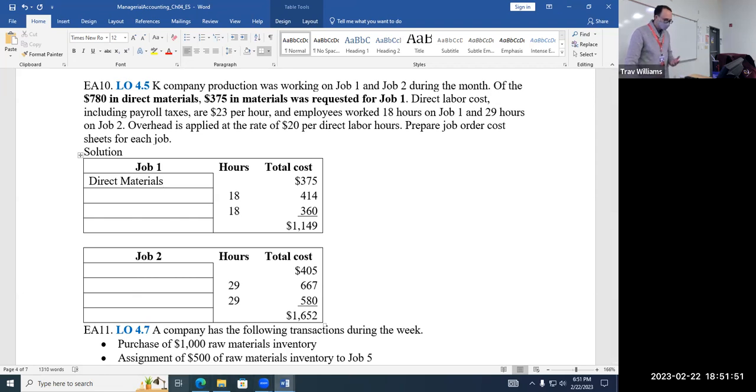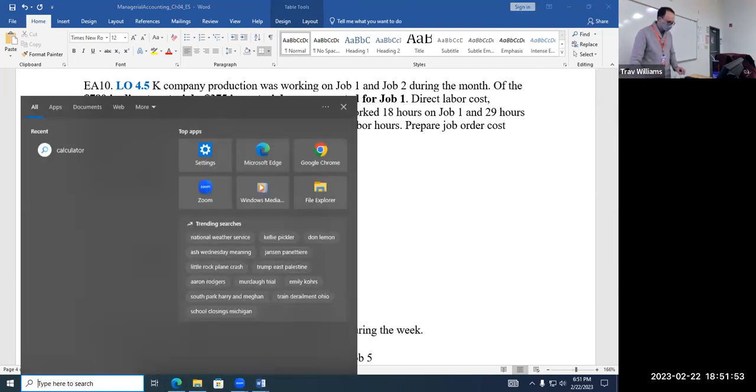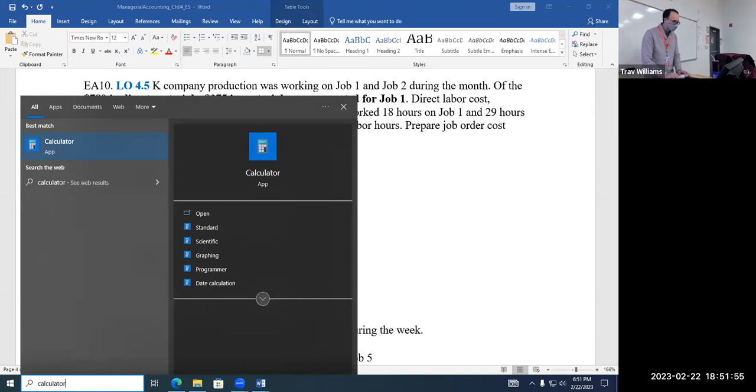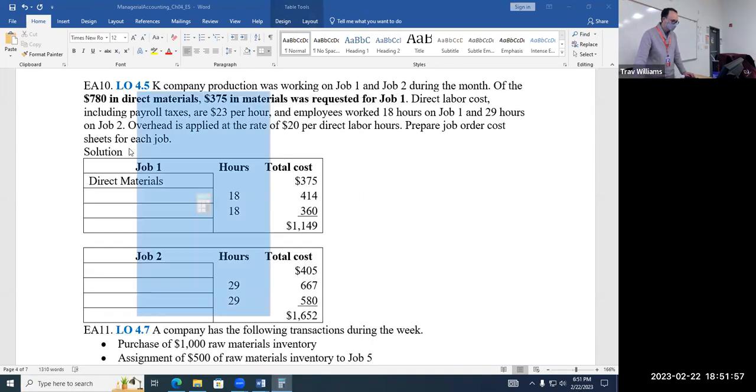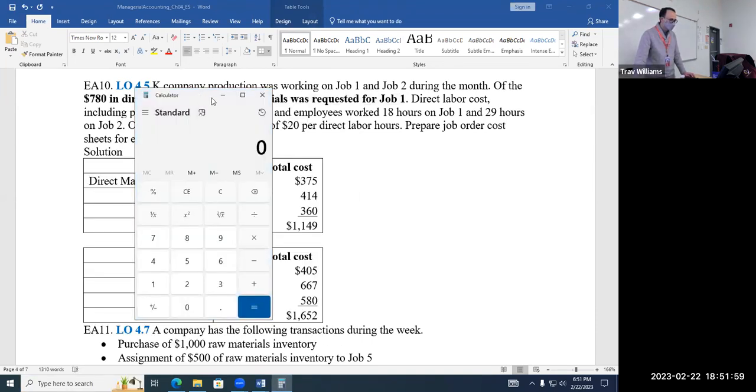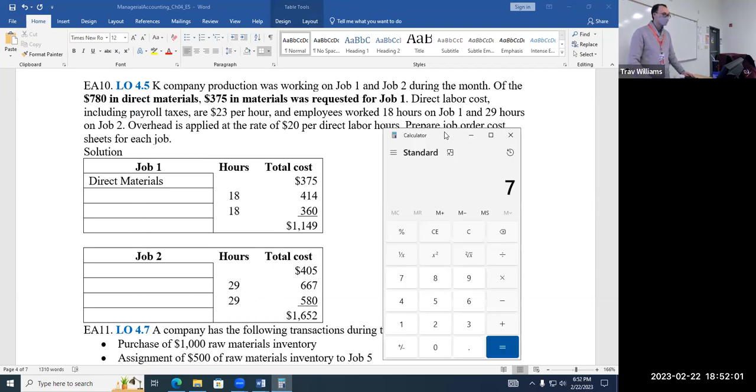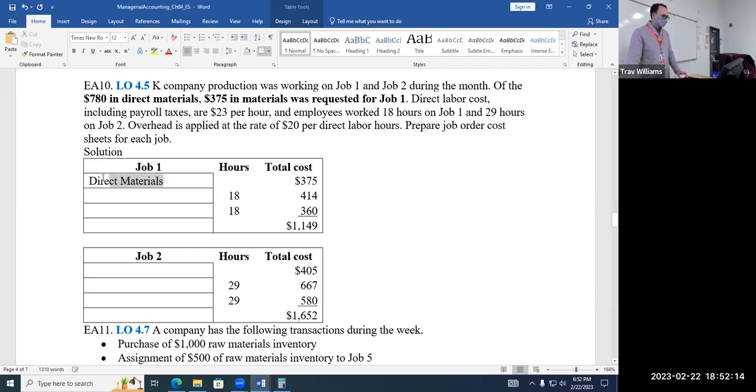And since we know, okay, guess I closed my calculator, but that's okay. Still here. We know there were $780 in material costs total. 375 went to job 1, $405 then was for job 2, right? So we can see that this $405 down here is direct materials for job 2.